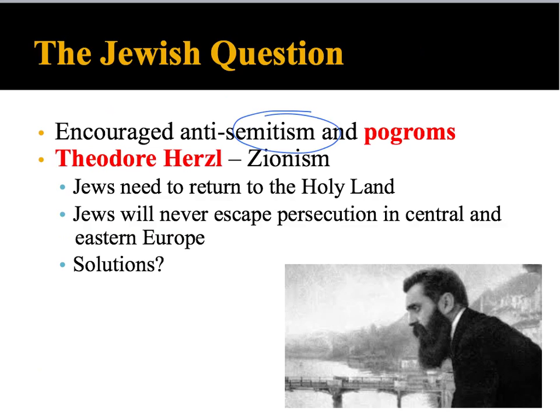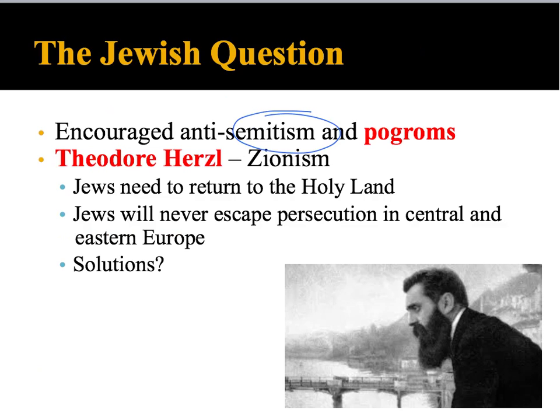Herzl argues that the Jews will never escape persecution in Central and Eastern Europe. It will never happen. So if they stay in Central and Eastern Europe for years and years to come, they will be persecuted. And as we know later, you're going to see possible annihilation from the Holocaust. So, what's the solution? What could the Jews do to get a home? Well, Herzl is going to contact Ottoman leaders. He meets with the Sultan, but he does not get the land that he wants in Palestine.